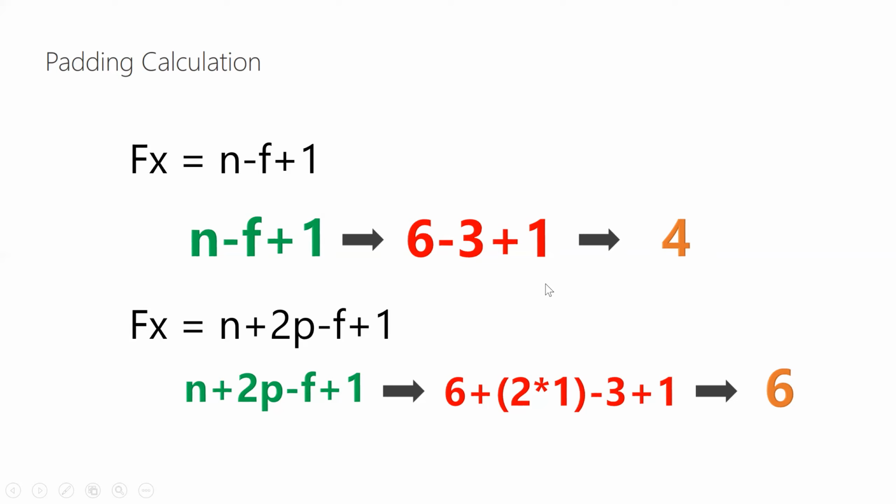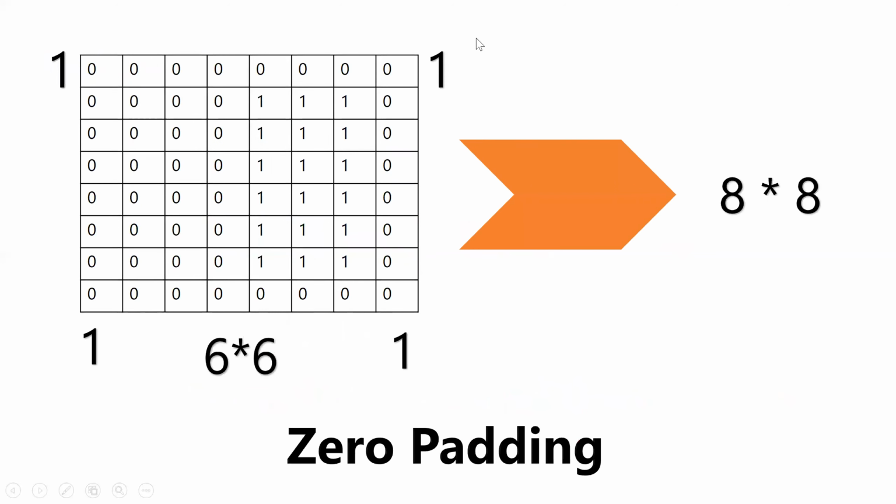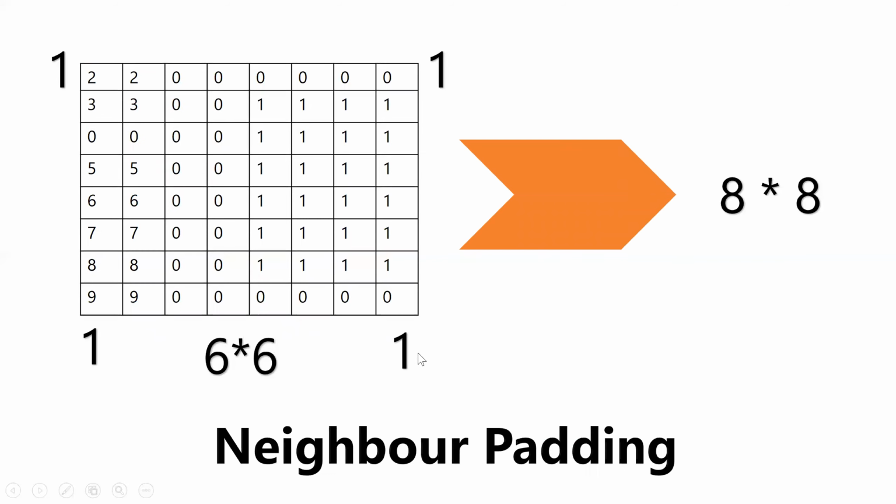So there are chances that we will be losing some information. But after applying the padding, the formula changes a little bit: n plus 2p minus f plus 1. This 2p is our padding value. 2 is a constant, p is the padding. If you see here, how many paddings did we have? One padding here, one here, one here, and one here. So we added one padding.